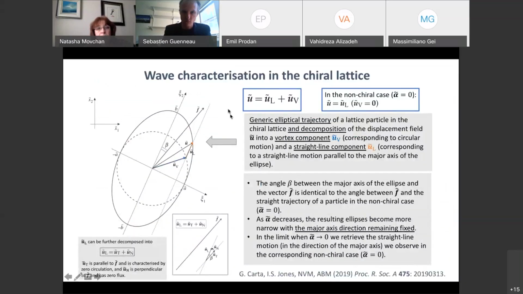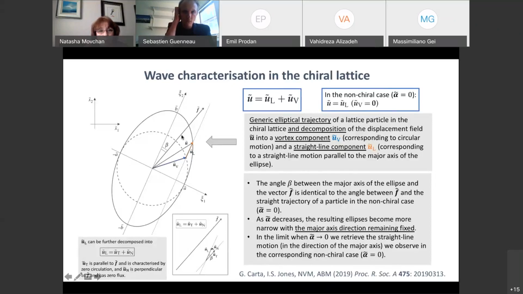So what we are going to do to characterize waves in the chiral lattice is that here we have an ellipse, which is not necessarily aligned with the x1, x2 axis. It has its own local system, x1, x2. On this diagram, we also have the direction of the vector f, and u is our displacement vector. So this is the general case where the two vectors are not parallel, nor orthogonal to each other.